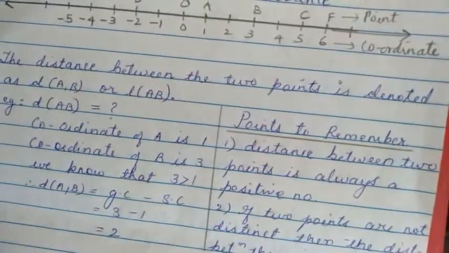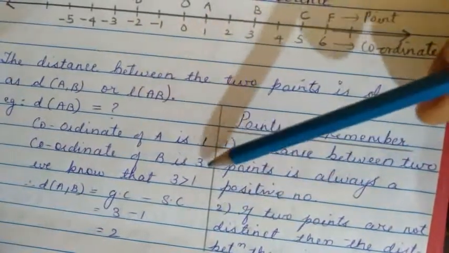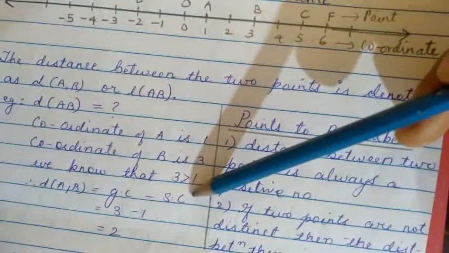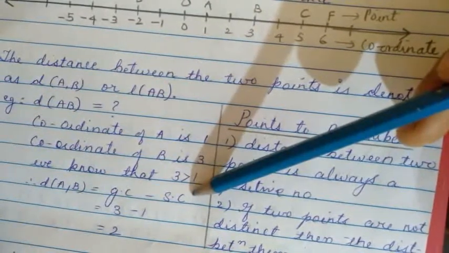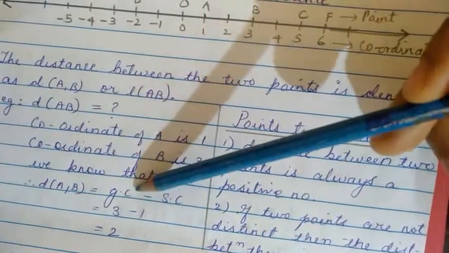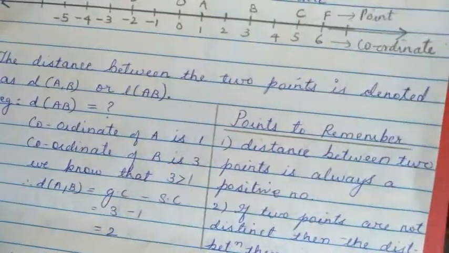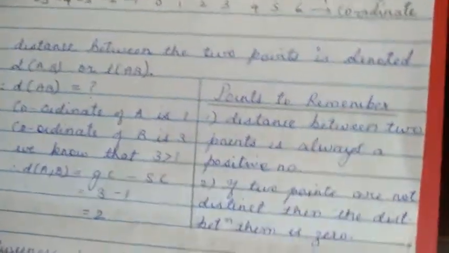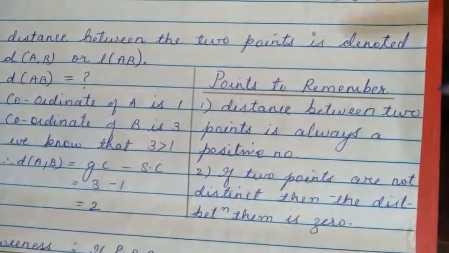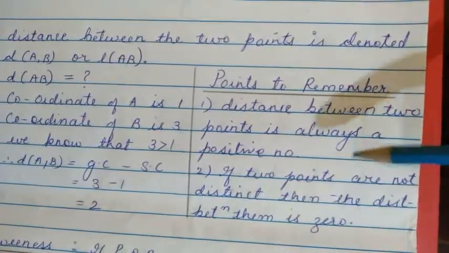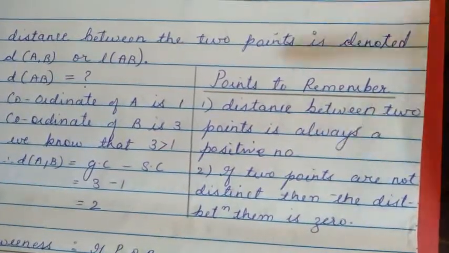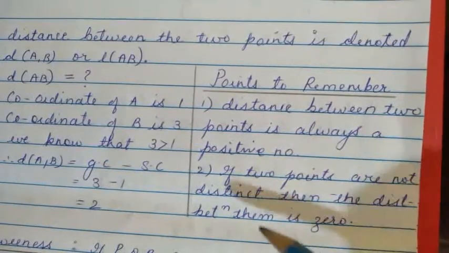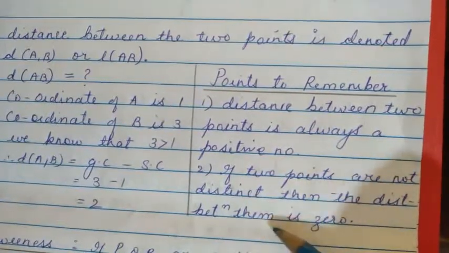So, to find the distance between any two points on the number line, we just have to write their coordinates respectively. Find out the greater coordinate and the smaller coordinate. Subtract the smaller coordinate from the greater coordinate and find out the distance between the two points. There are some points to remember. Distance between two points is always a positive number, and if two points are not distinct, then the distance between them is 0.